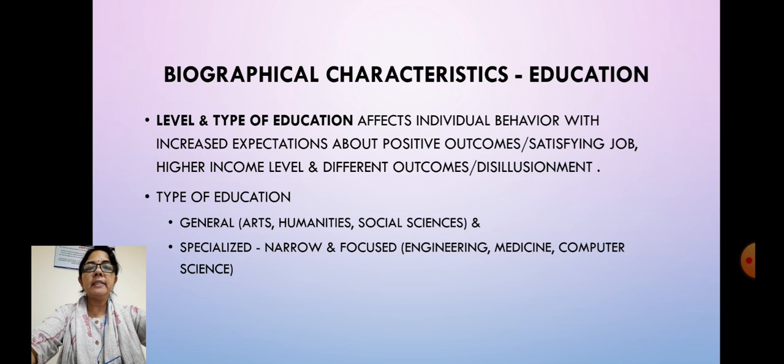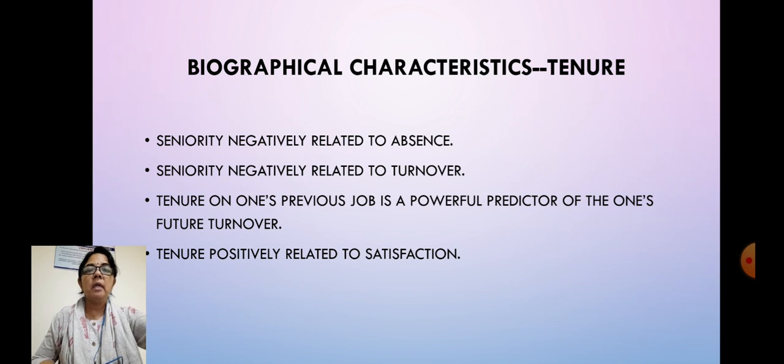Then biographical characteristics related to education. Level and type of education has a significant impact. It affects individual behavior with increased expectations about positive outcomes or a satisfying job, higher income level, and different outcomes and disillusionments. Type of education may be general, such as arts or humanities and social sciences, or specialized education that is narrow and focused, whether it is engineering, medicine or computer science based.